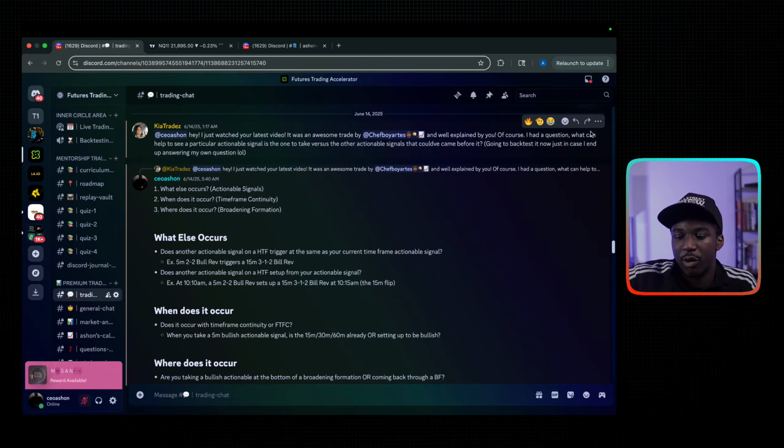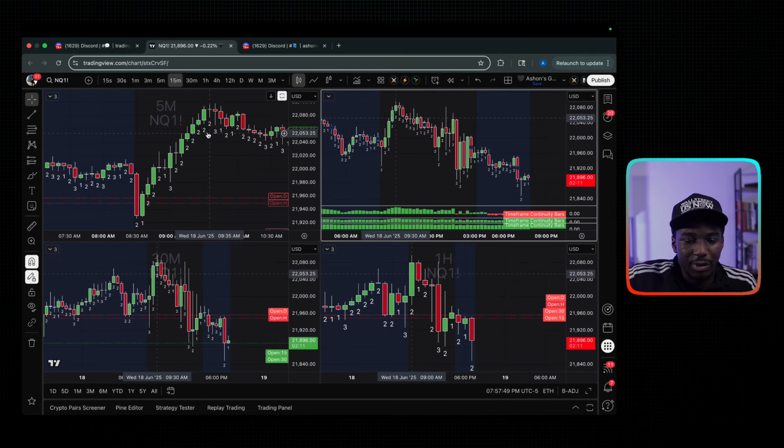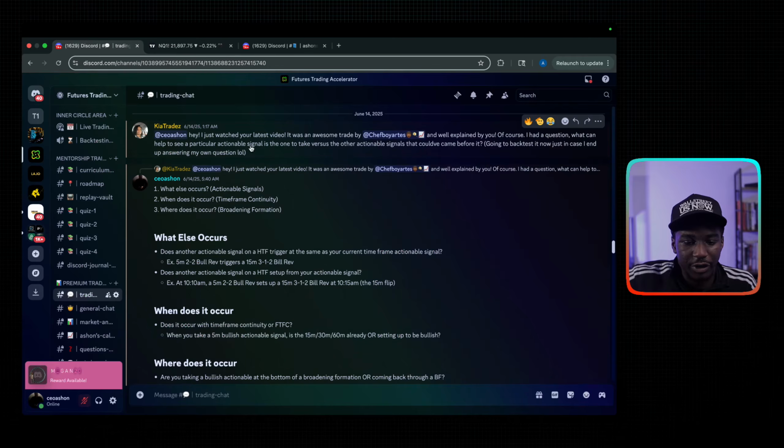Let's get into it. So the question is, what can help to see a particular actionable signal is the one to take versus the other actionable signals that could have come before it, right? So we're gonna go into that right now. Let's get it. So I'm gonna pull up NQ real quick. So here's what we're gonna do. Picking a specific actionable signal comes down to 3 things.